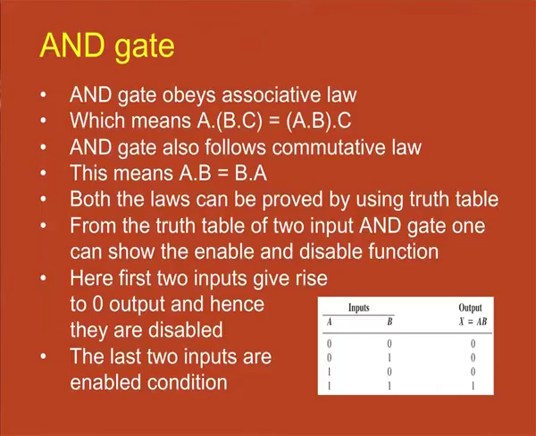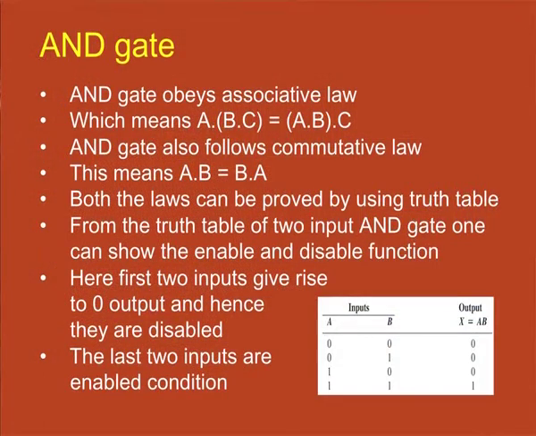Similarly, AND gate also obeys commutative law, and what is that? It means A dot B is equal to B dot A. Now, we can prove both the laws for AND gate by using the truth table, which is very easy to prove. Now, from the truth table of 2 input AND gate, one can show the enable and disable function.